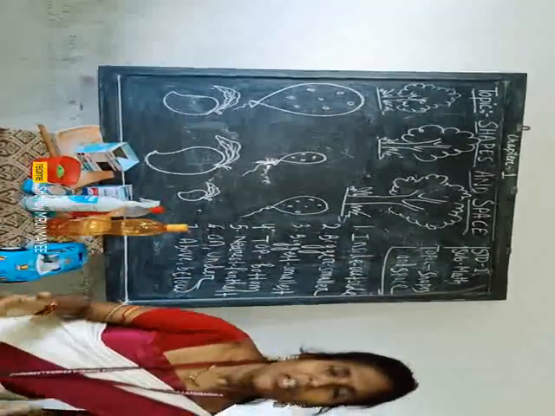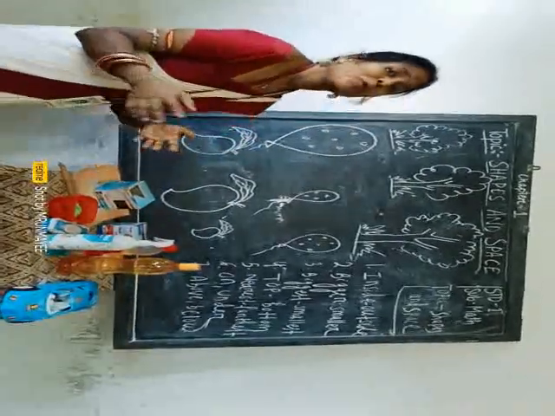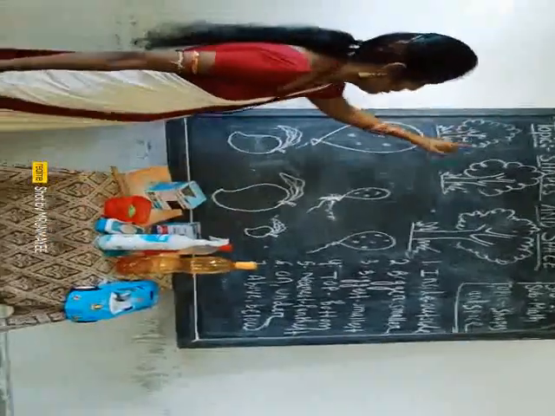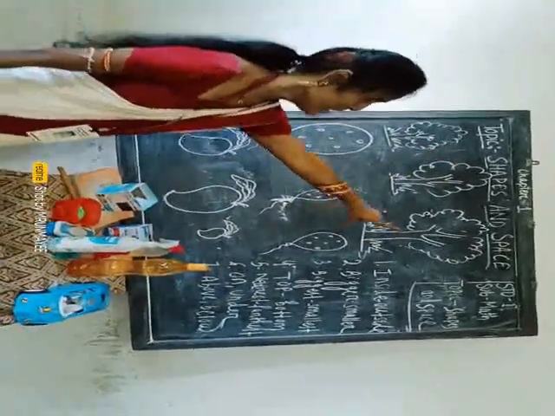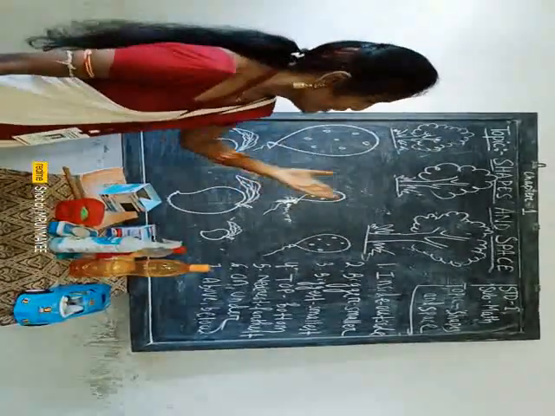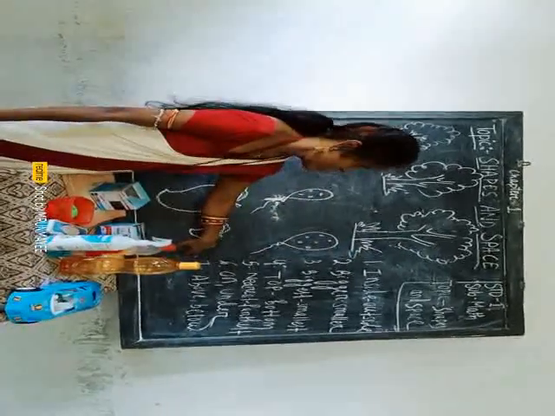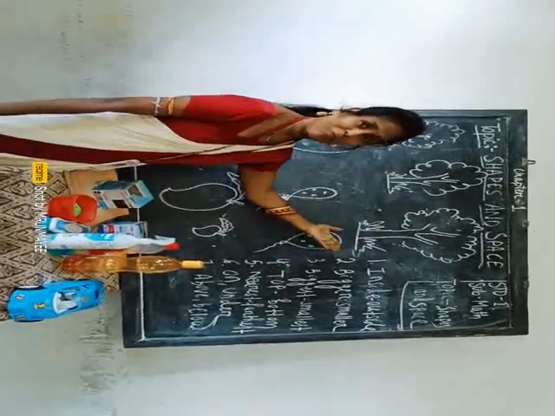Today I am going to start the first chapter of Maths Standard 1. My topic name is Shapes and Space. Regarding this chapter, I have pointed out seven points. Today I am going to explain them one by one.